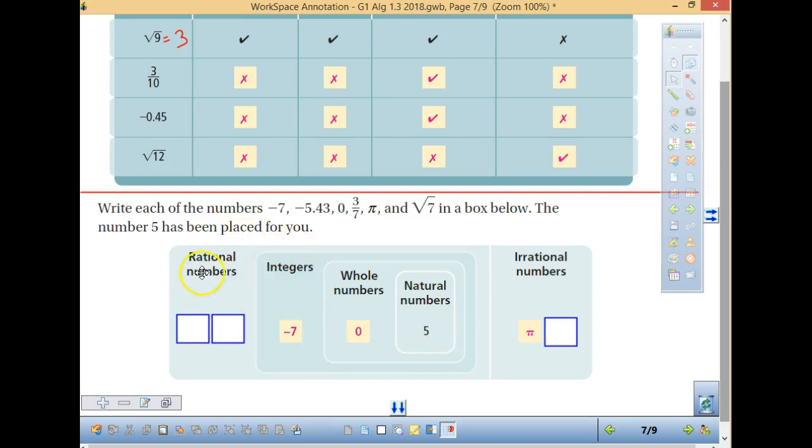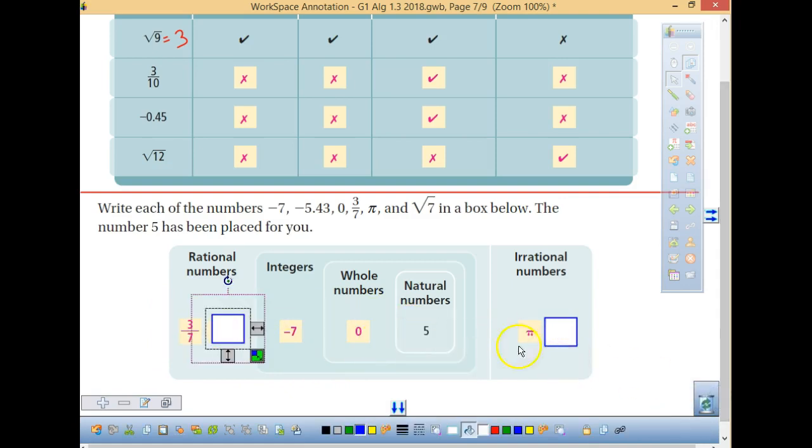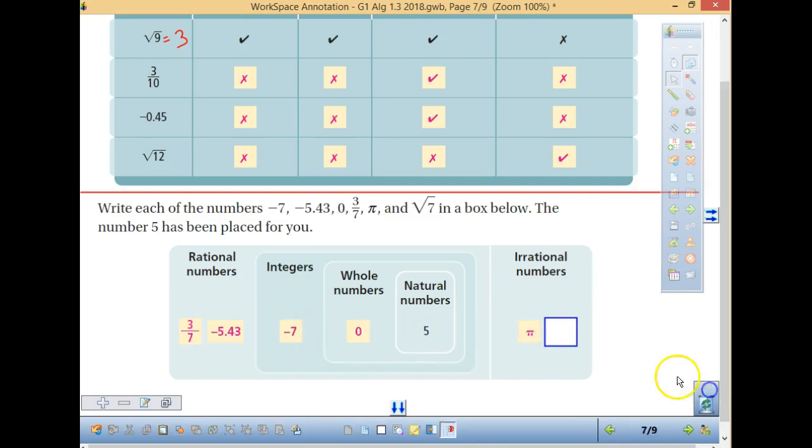If we are looking at our rationals, Cassandra, you want to tell me what you had for both those? 3/7 and -5. Yes, so 3/7 and a -5.43. So it can be positive or negative, and then our last one, square root 7, should be irrational.